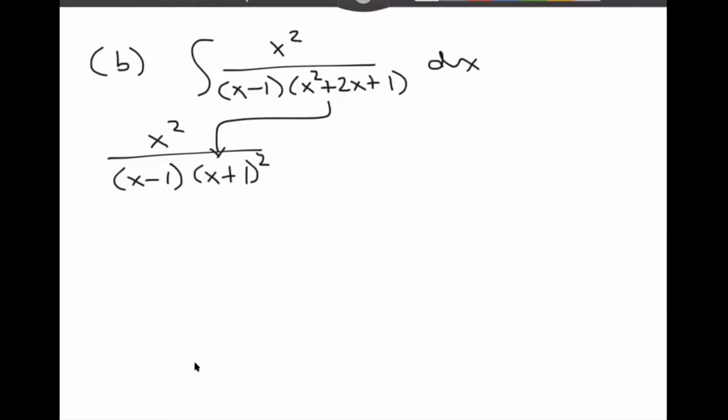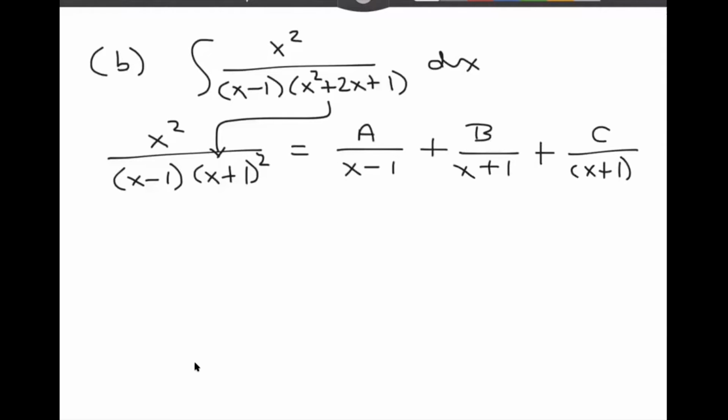All right. And by the way, the degrees of the numerator and denominator are okay. The top is degree 2, the bottom is degree 3. So this is a proper rational expression, so we can go ahead and set up our partial fractions. Again, we have all linear factors. However, this time one of them is a repeated linear factor. So this is going to go A over x minus 1 plus B over x plus 1 plus C over x plus 1 squared. Okay.